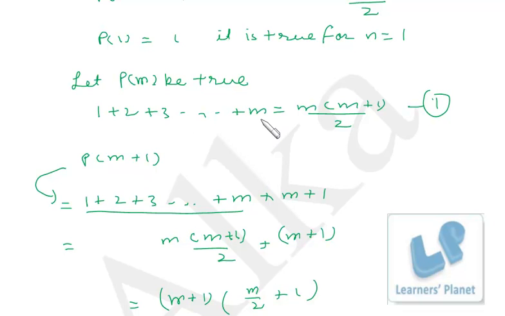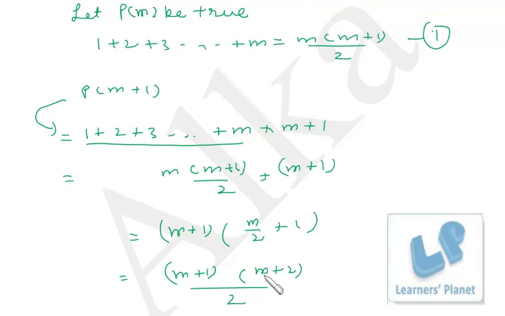Here the sequence is going up to m. In case of Pm plus 1, the sequence will go up to m plus 1, right? So I just add m plus 1 over here. Now we have assumed this to be correct, so 1 plus 2 plus 3 till m I can write down as m plus 1 by 2. Then we are left with m plus 1. Okay, so I take LCM. So finally I'll be getting this. So Pm plus 1 is this, that we have got by this method, right?